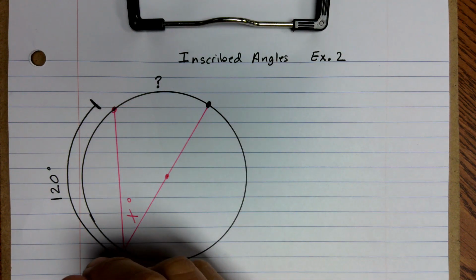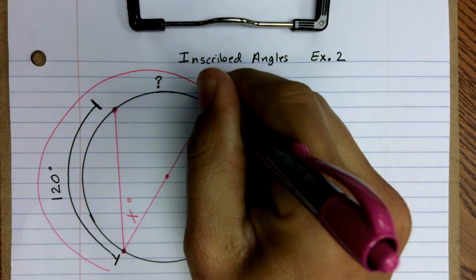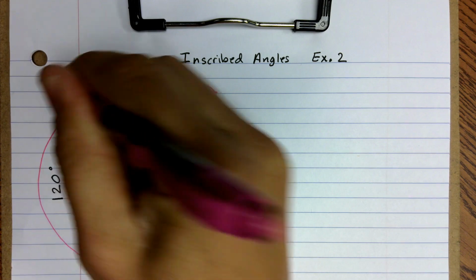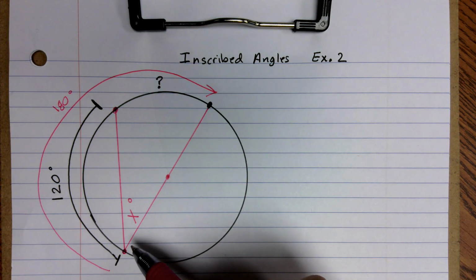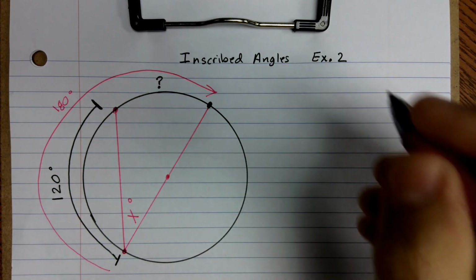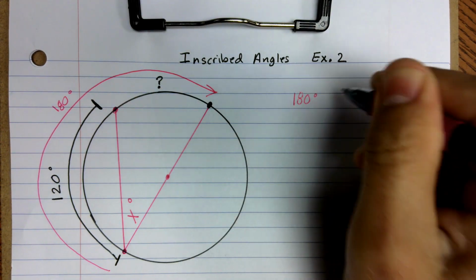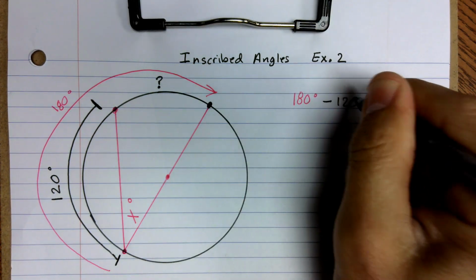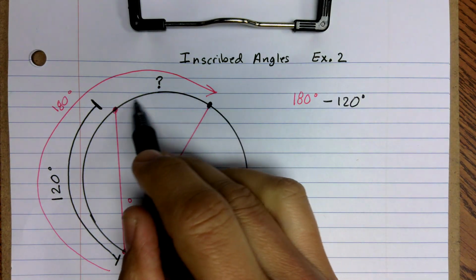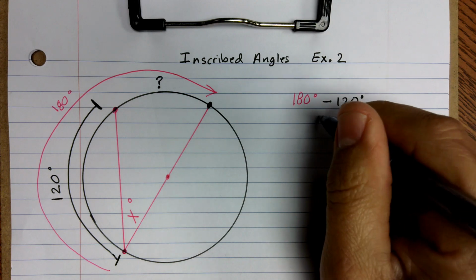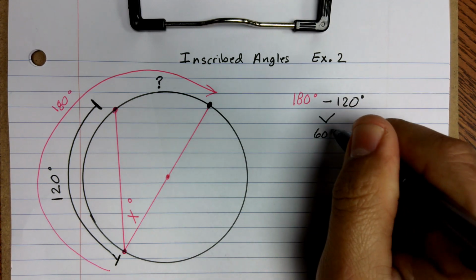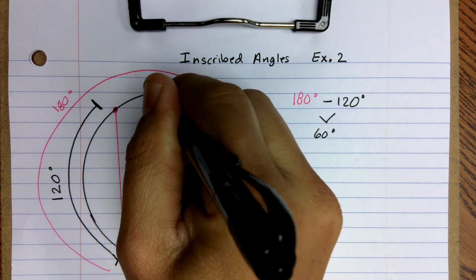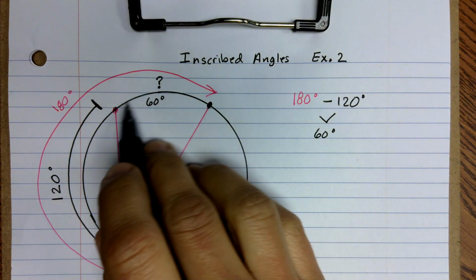So I'm just going to show you. If I start from here and go all the way around to this point right here, and it was an angle, that would be an angle of 180 degrees. Now you know that this section right here is 120. So what you can do is take 180, which is half of the circle, and subtract 120. That'll tell us what this measure is right here that's missing. So 180 minus 120 leaves me with 60 degrees. So I know that this is 60 degrees. So the measure of this inscribed arc is 60 degrees.